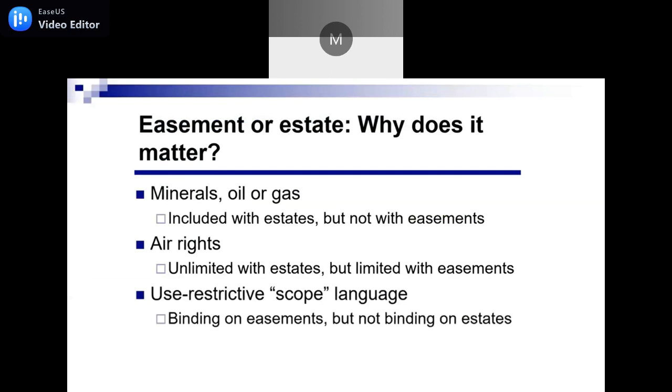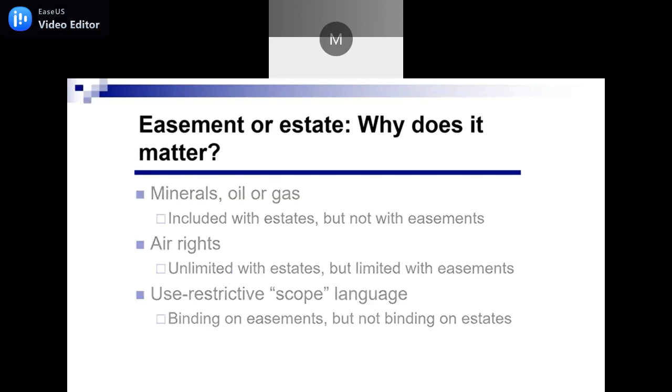Another difference lies in whether use restrictive scope language in the grant is binding or not. If you have an easement, then use restrictive scope language, language that says what the easement is for, is highly significant and completely binding. On the other hand, if I gave you an estate and I put in some use restrictive scope language, I said something like, I'm giving you this estate for driving and parking trucks, well, you wouldn't be bound by that at all, and you could use the estate for any other purpose that you wished. So use restrictive scope language is critical to easements, but totally insignificant when it comes to estates.